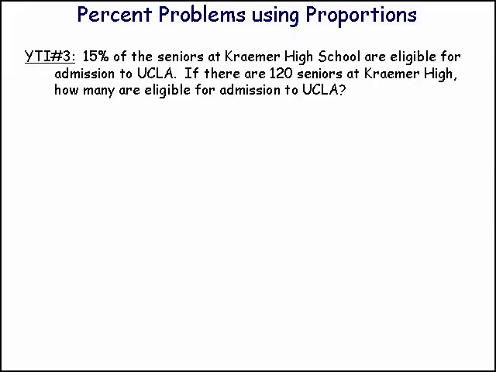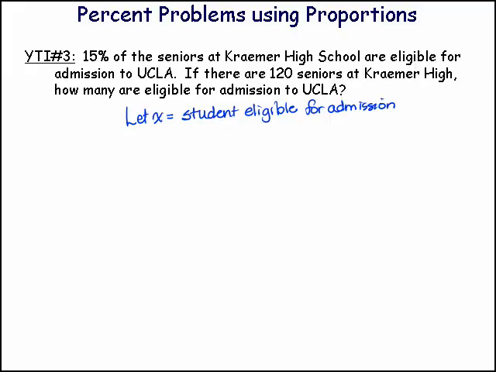You try it, number 3. 15% of the seniors at Kramer High School are eligible for admission to UCLA. If there are 120 seniors at Kramer High, how many are eligible for admission? So what are we looking for? Let's start out with let x equal how many are eligible for admission. So this is going to be students eligible for admission.